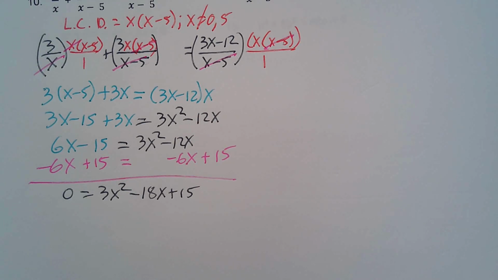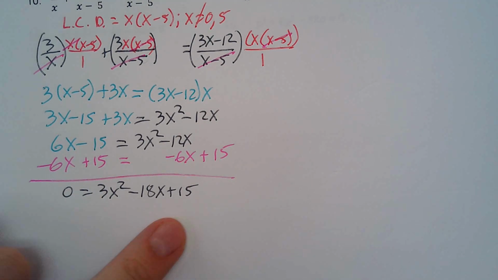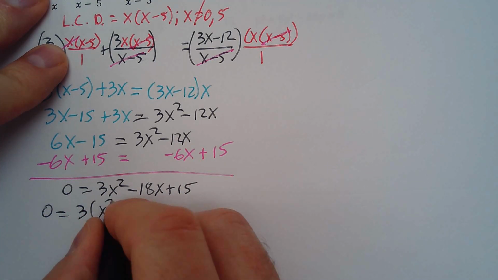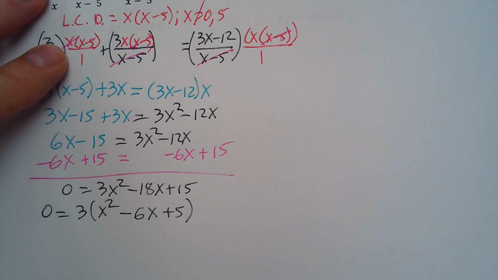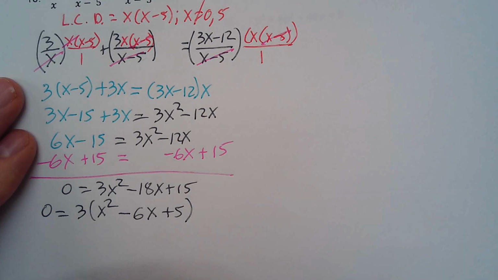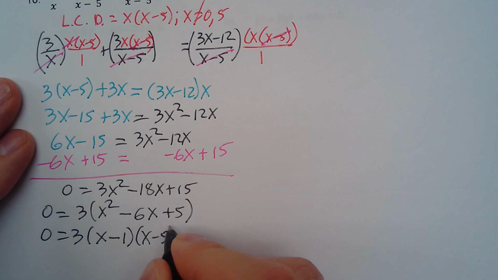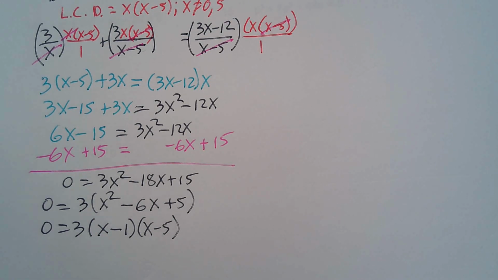Now let's see if we can factor this. Well, notice that these three terms have a common factor of 3. So that's going to be very helpful. So that's x squared minus 6x plus 5. The only factors of 5 are 1 and 5. They add up to 6, though we'll have to make both of them negative. So we do x minus 1 times x minus 5. We're going to go ahead and set each of these equal to 0 and solve.